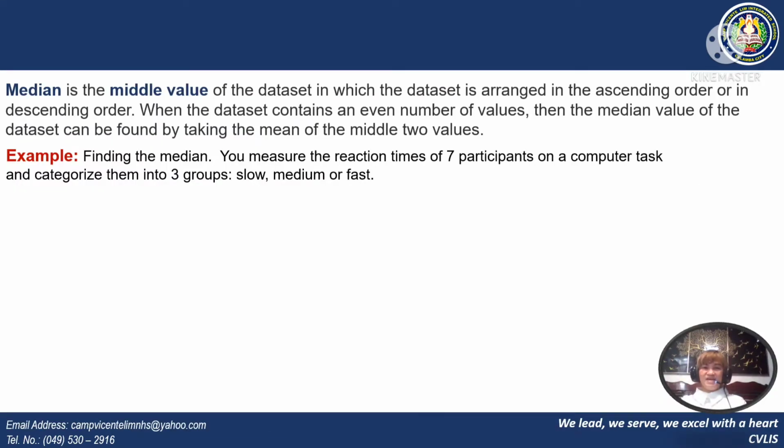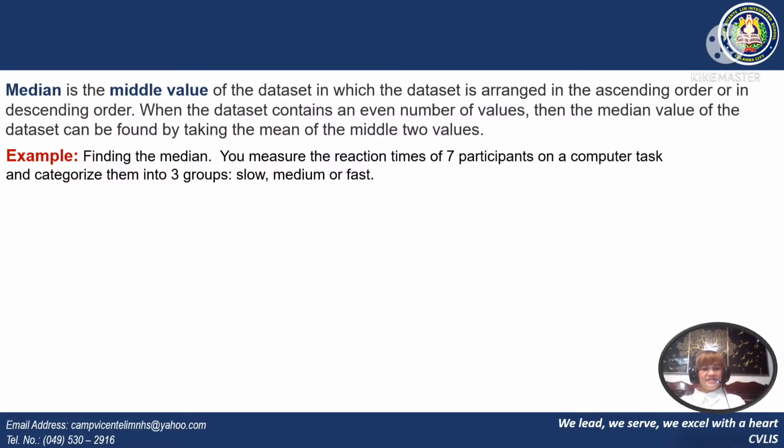For our second example, we have the median. This is similar to how the second quartile, 5th decile, and 50th percentile are computed because they are all the same in terms of computed values. Remember that the median is the middle value of the dataset, for which the dataset must be arranged from lowest to highest or vice versa. When the dataset contains an even number of values, then the median value of the dataset can be found by taking the mean of the two middle values.